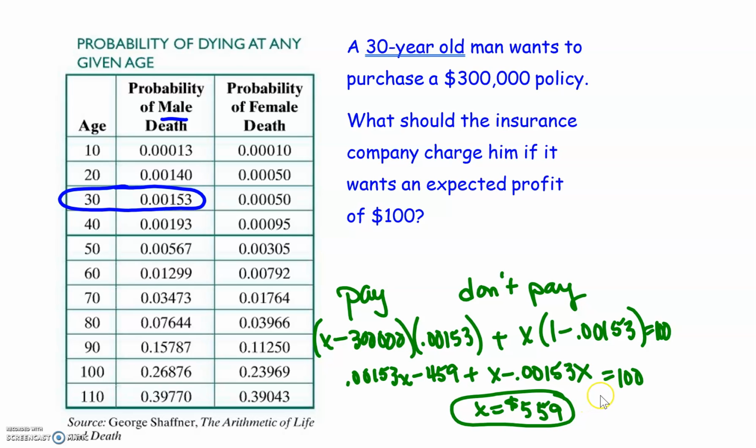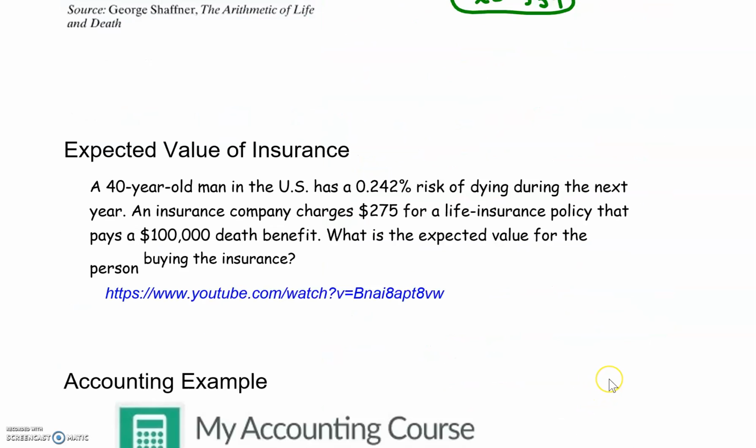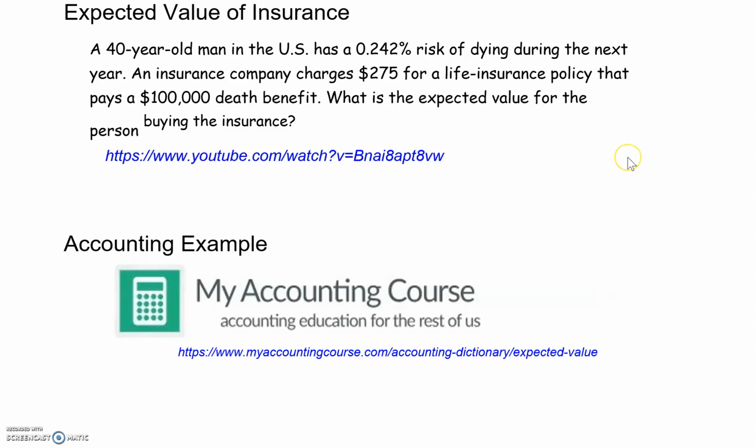like that they sell. All right, I have a couple more links here to give you some ideas in insurance and accounting where you might use expected value. Hope that helps you understand what this topic is all about.